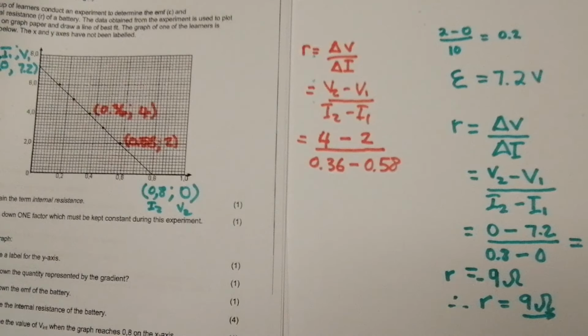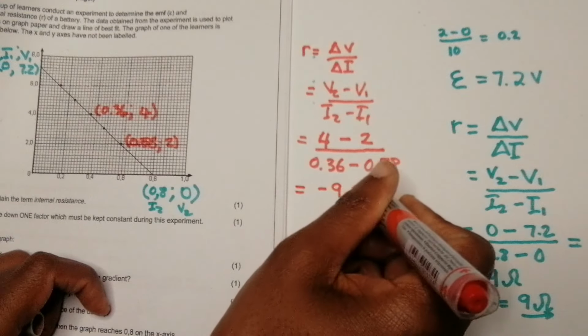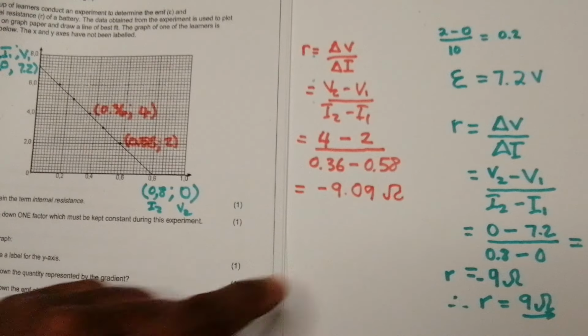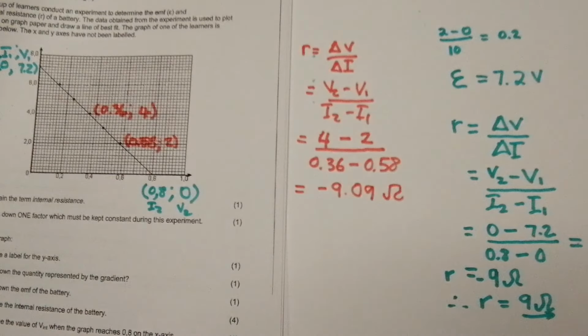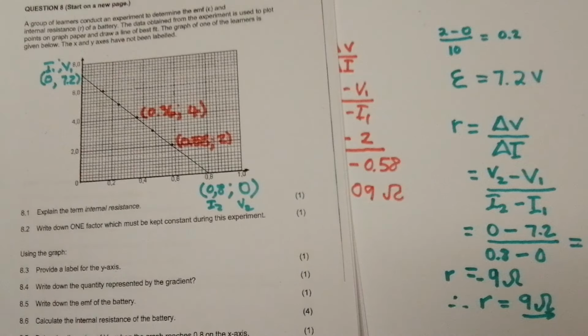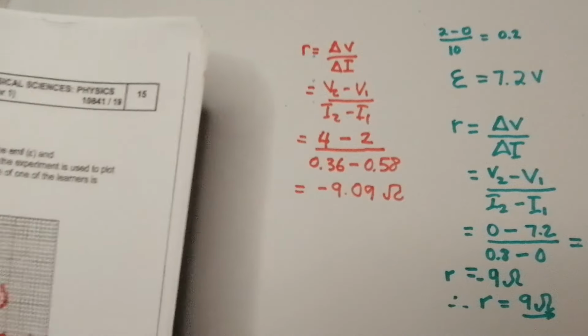Okay, and I get a value of 9.09. So let's say minus 9.09 ohms. Can you see they're incredibly close to each other? Of course, it wouldn't be the exact same value, because you are running an experiment over here, and this is the line of best fit, so it's not exactly a straight line graph. So in that case, that is how you'd calculate your resistance.